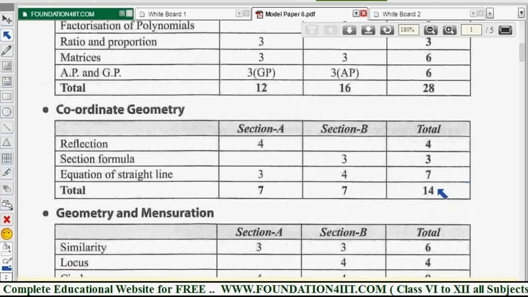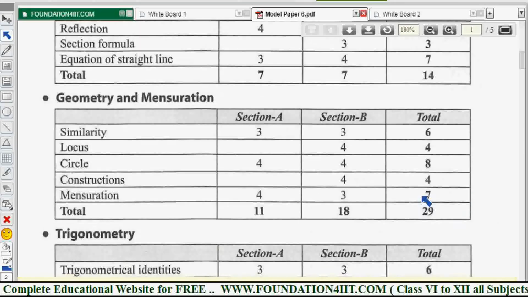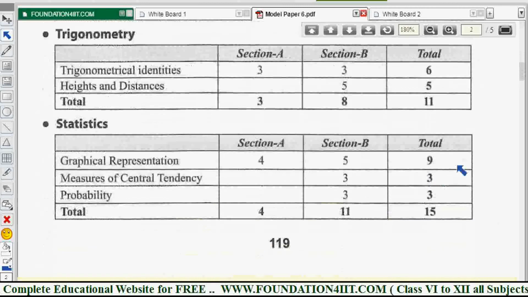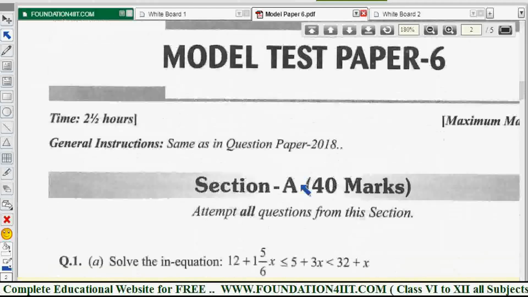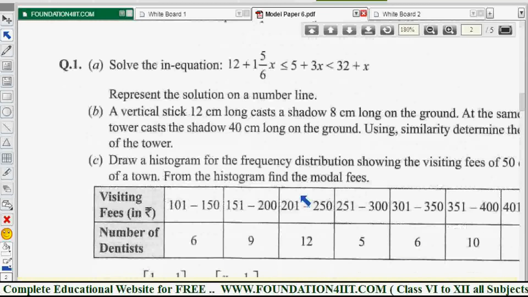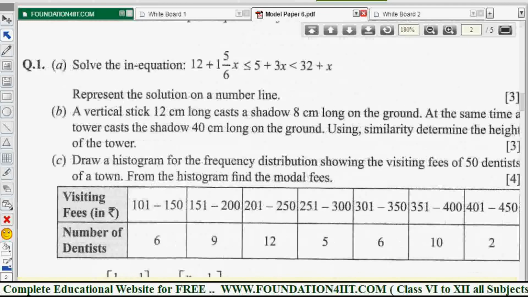Coordinate geometry is 14, and geometry and mensuration is 29. Trigonometry is 11, and statistics is 15. This is the topic-wise allocation of marks. Let us see the paper question by question, one by one. First question we will solve.